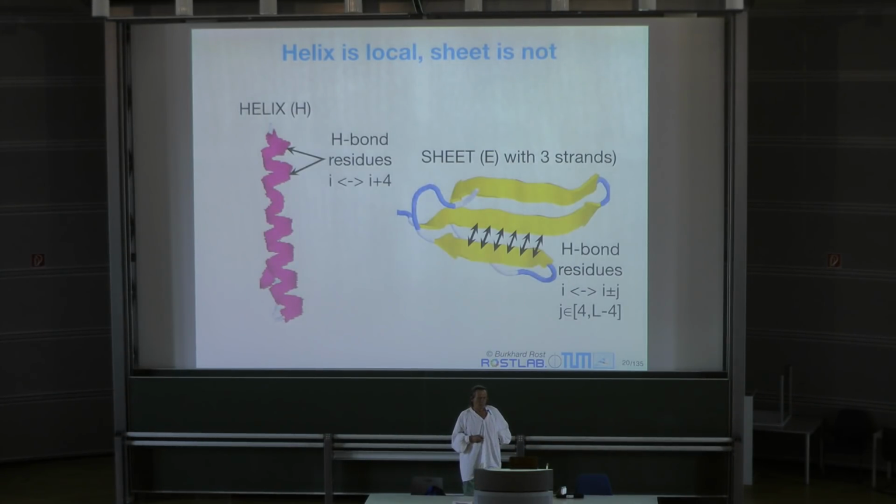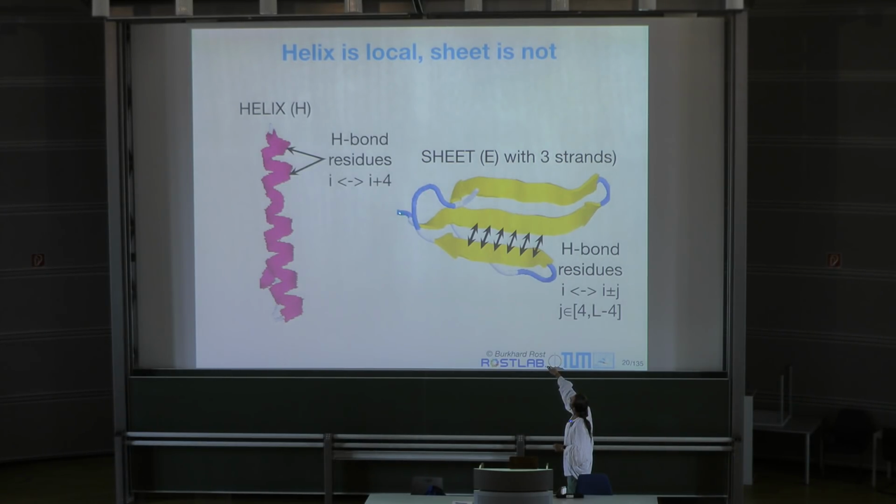Now, helix in a sense is local. What I mean by local is that if you take a window of 5 consecutive residues, you have the hydrogen bond formation in there. The hydrogen bond formation is between i and i plus 4. So in every window of 5, you see a hydrogen bond partner. While if you look at a beta strand or a beta sheet, the hydrogen bonds between 2 strands in the sheet are between 2 parts of the sequence that may be very far away.